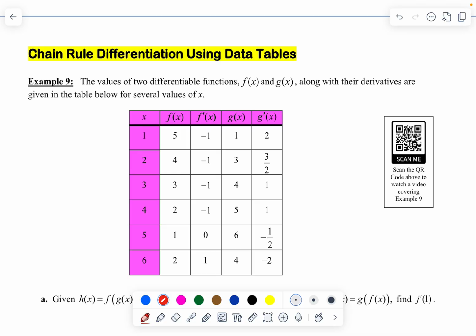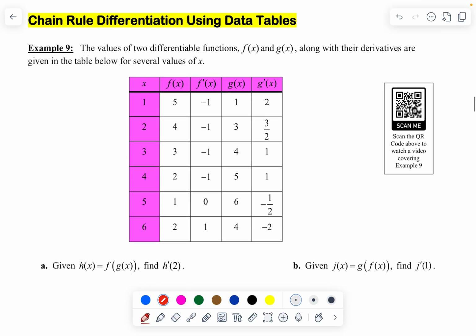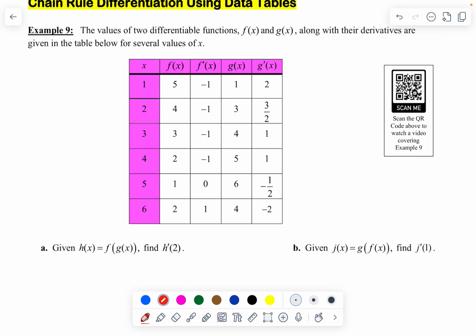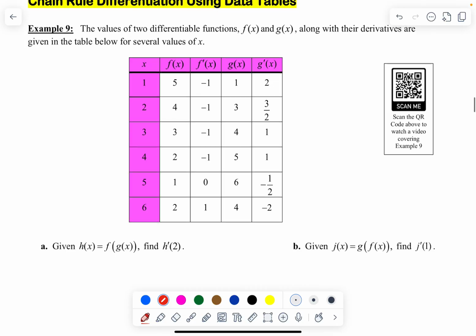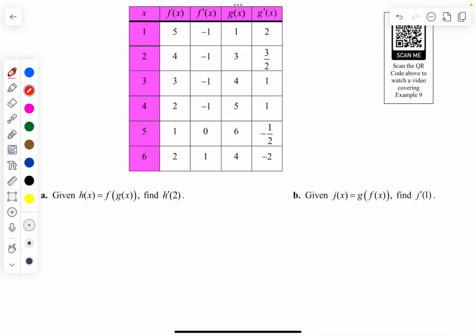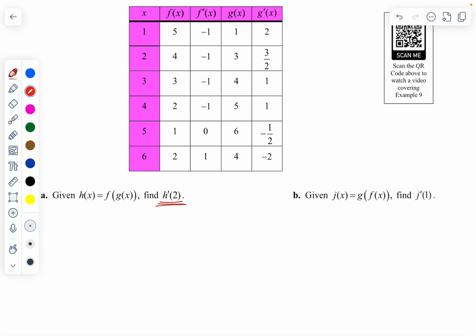Last example, chain rule, differentiation using data tables. So when you're given data tables and asked to differentiate, you want to rewrite things out first before filling in tables. So the values of two differentiable functions, f and g, along with their derivatives, are given in the table above. So let's answer the following. So if you had to figure out h prime of 2, first thing I'm going to do is I can see that this is a composition function. Composition function, you need to think of chain rule.